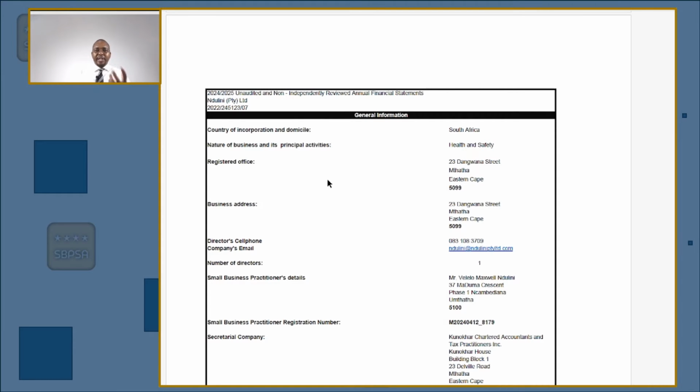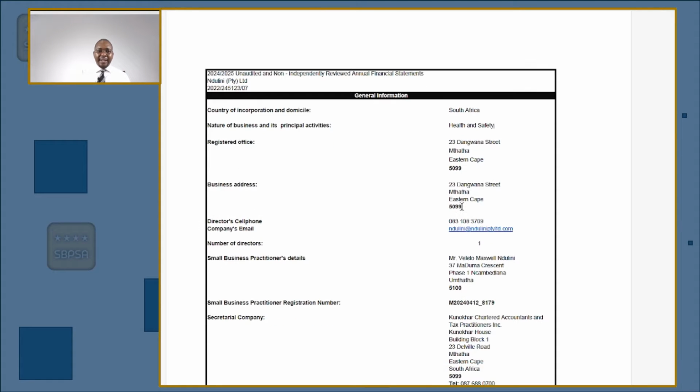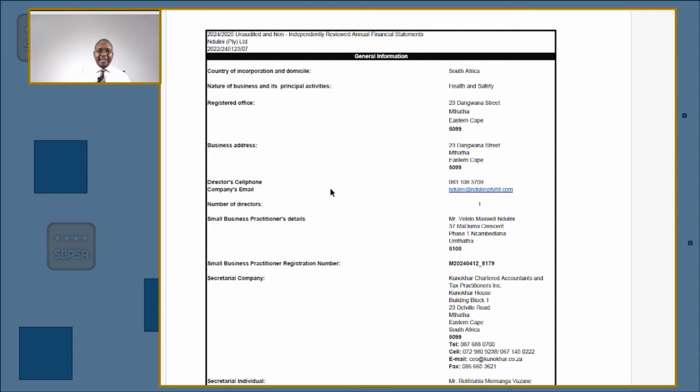Because remember, as you will see in volume 11, the company, once it has been registered, starts to exist and it needs to have a registered office where it can be found, and the business registration address. So that is the registration office and the business registration address. Then the director's cell phone number, in case you want to get hold of the director as fast as possible. Then that is the company's email address there.